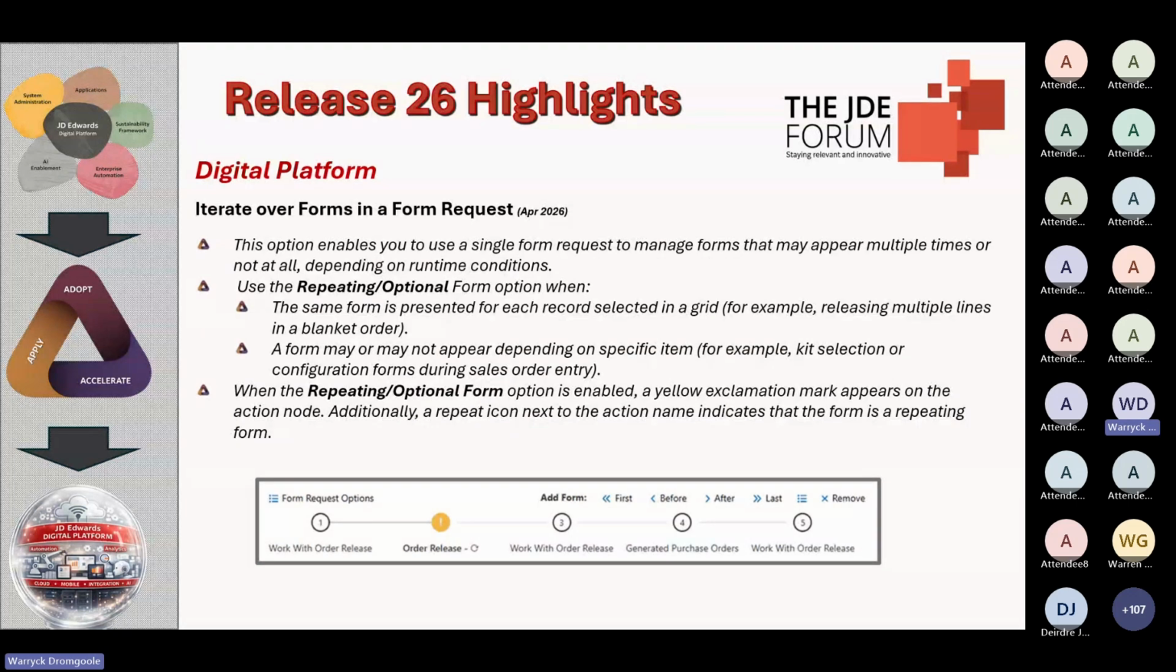Another enhancement, you can iterate over forms in a form request. This option enables you to use a single form request to manage forms that appear multiple times or not at all. Use the repeating/optional form option if the same form is presented for each record selected in a grid, for example, releasing multiple lines in a blanket order, or if a form may or may not appear depending on a specific item, for example, kit selection or confirmation forms during sales order entry.